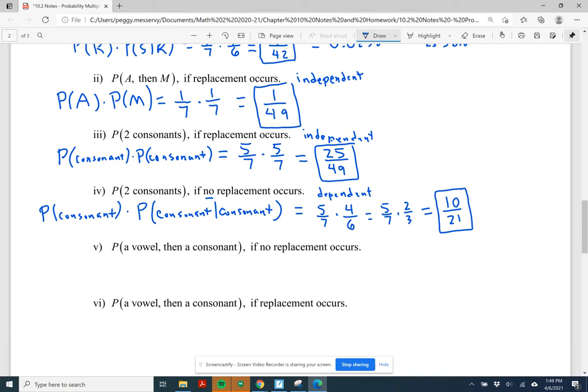Okay, part 5. Probability that we draw a vowel and then a consonant if no replacement occurs. This is going to be dependent.